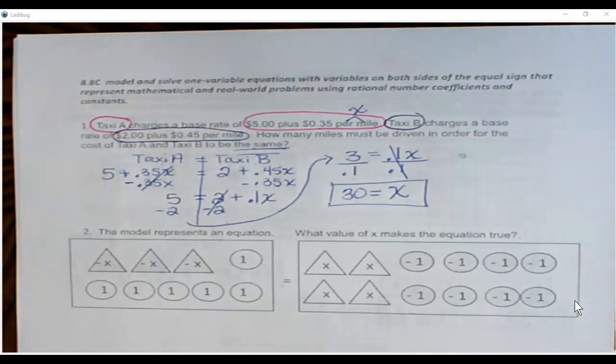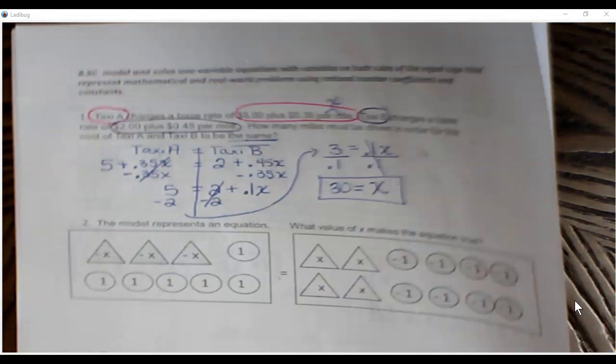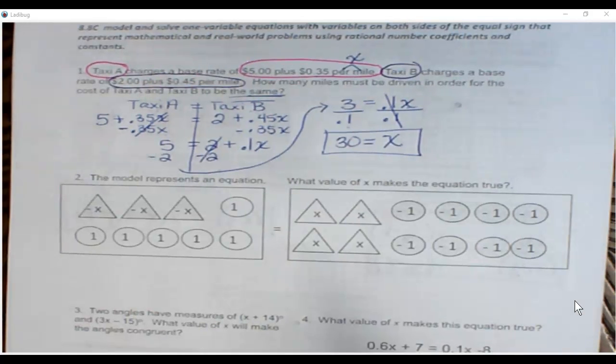All right, let's look at number 2. On number 2, we're not going to solve it because we don't have a lot of room, but I do need to make the equation. We need to take this pictorial model and generate an equation.